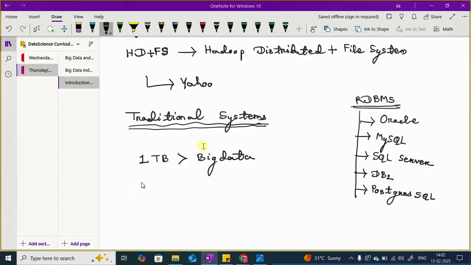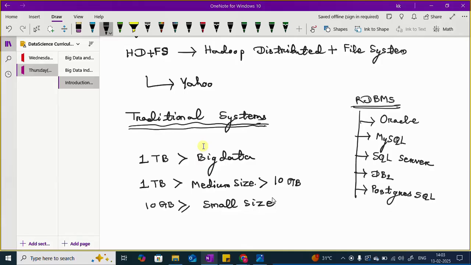Then medium scale data, I can say, is less than 1 TB and more than 10 GB, if I'm not wrong. This is called medium size data. And obviously, less than or equal to 10 GB is called small size data.